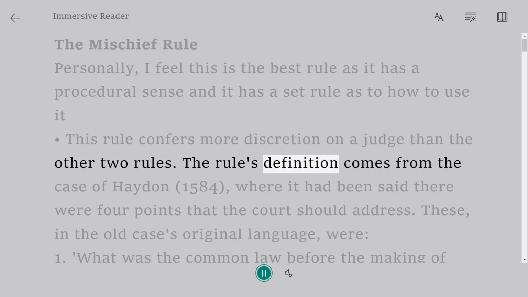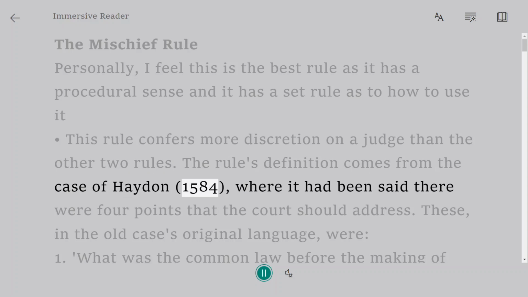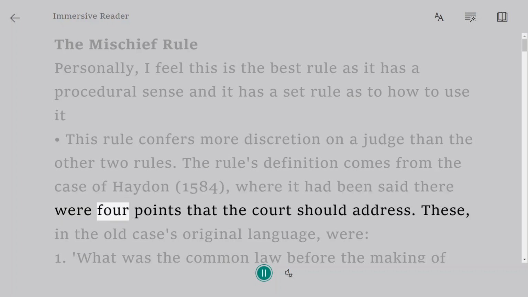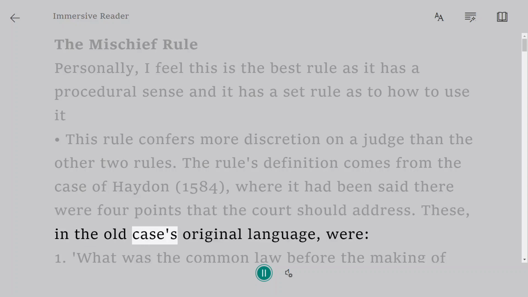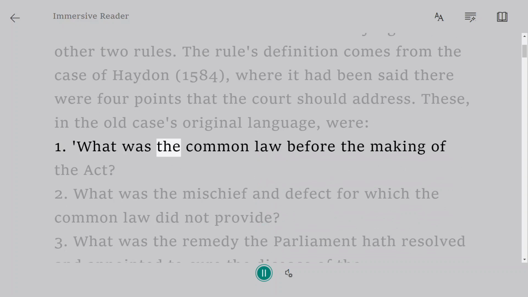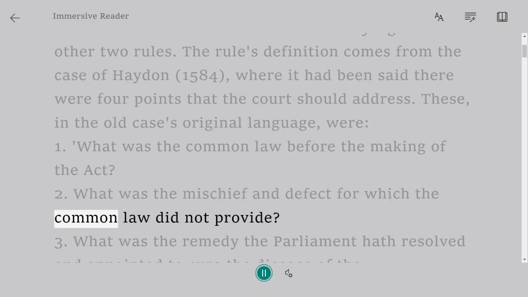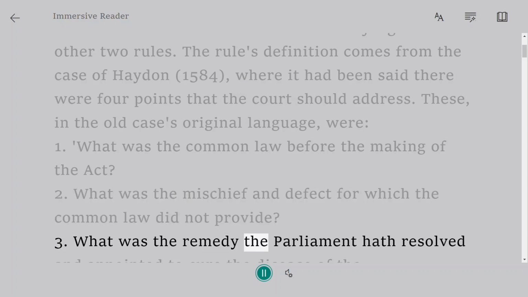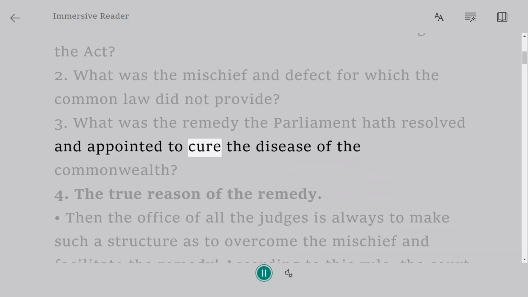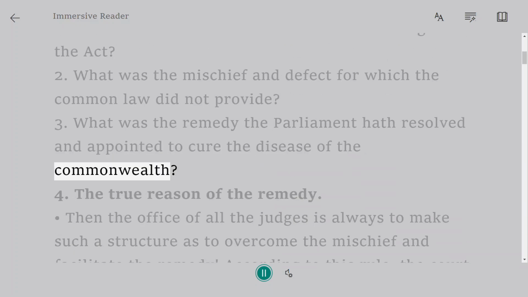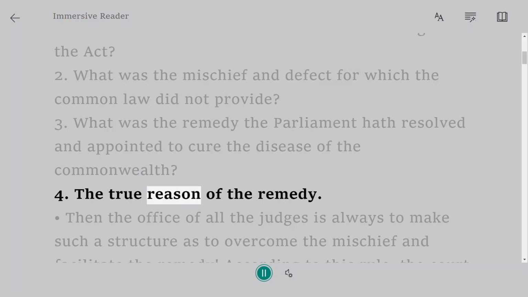The rule's definition comes from the case of Heydon's Case, 1584, where it had been said there were 4 points that the court should address. These, in the old case's original language, were: 1. What was the common law before the making of the act? 2. What was the mischief and defect for which the common law did not provide? 3. What was the remedy the Parliament hath resolved and appointed to cure the disease of the commonwealth? 4. The true reason of the remedy.